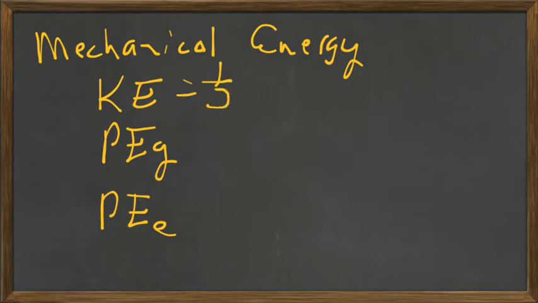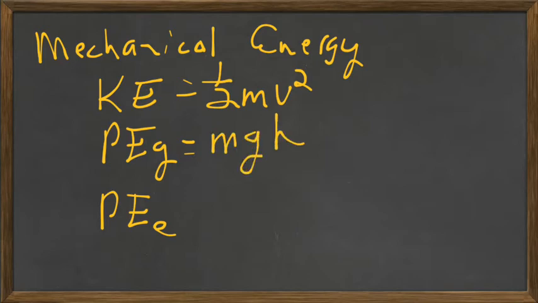Kinetic energy is dependent upon the mass of the object and its velocity, with velocity playing a bigger role because of the squared factor. Gravitational potential relies on the mass of the object, acceleration due to gravity at that location, and height, and we'll talk about how we measure height in a second. Elastic potential energy is for springs and rubber bands, things like that.